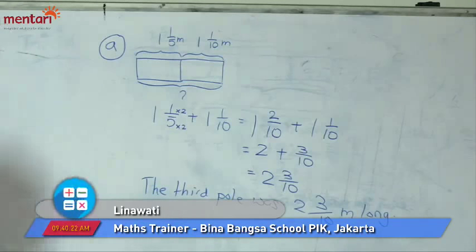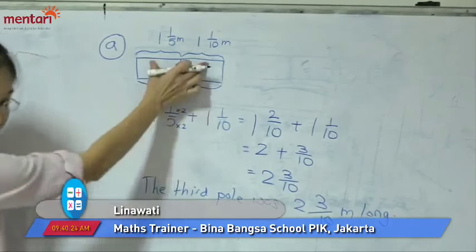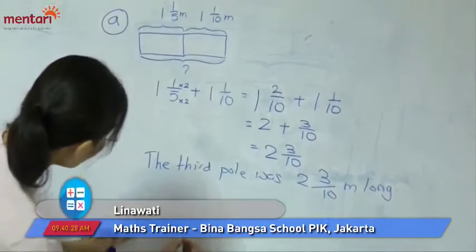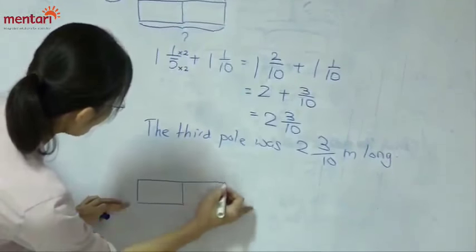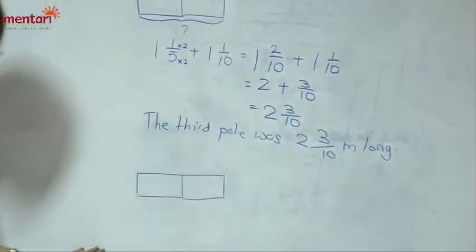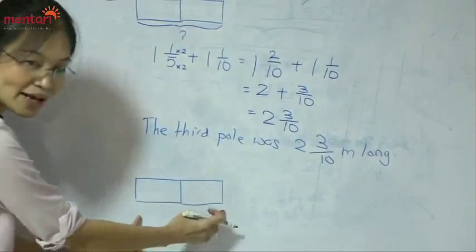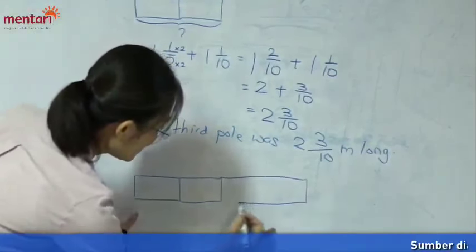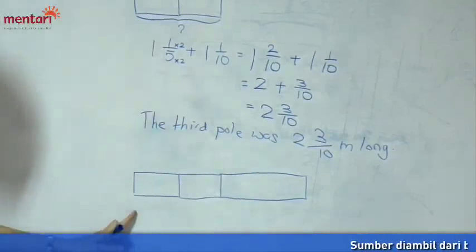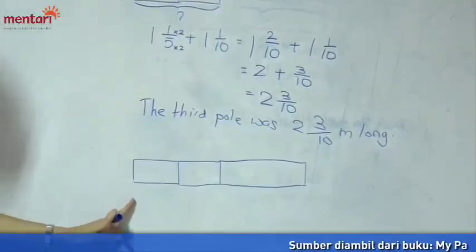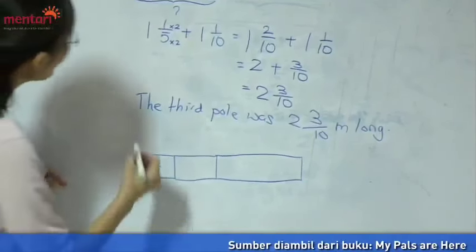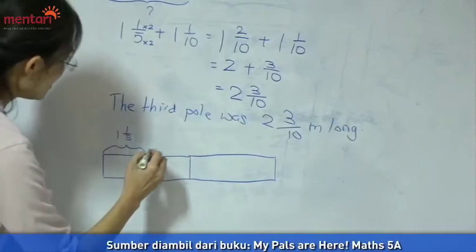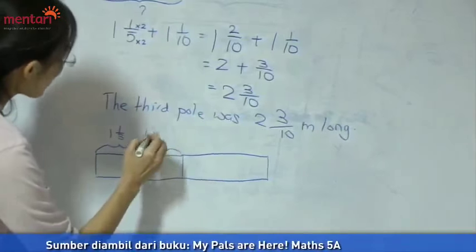This is what I'm going to draw. I'm going to draw exactly the same like this here, showing the first pole, the second pole, and the third pole will be the same length as this one. I just draw a bit longer here. Okay, it does not need to be exactly the same, but it shouldn't be too different either. Okay, so that will be 1 and 1/5. This will be 1 and 1/10.